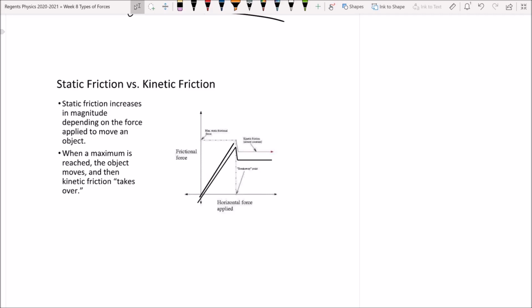A maximum is reached. When a maximum is reached, then the object moves into kinetic friction, right? So static friction increases, and then we hit some breaking point and kinetic friction happens. And if you notice, the kinetic friction is lower than the static friction. Static friction is always higher than kinetic friction. It's harder to get an object moving than it is to keep it moving. Once the object's in motion, you don't have to work as hard to keep the object moving because kinetic friction will be less.